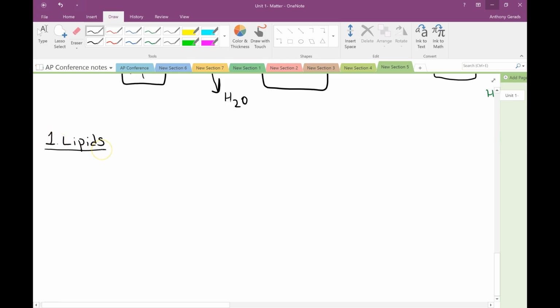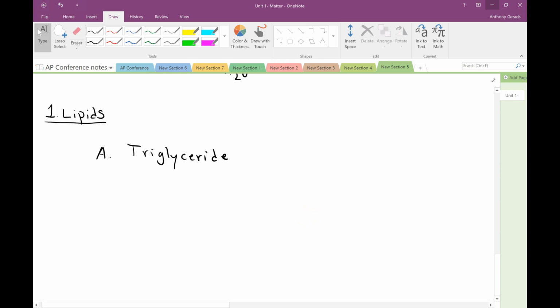There's three big types of lipids I can have. Lipid number one is called a triglyceride. This is our most common type, and lipids are used for energy, and some have to do with structure, energy and structure, and communication. So the most common type of lipid that I have is called a triglyceride. That's the one that we have in our diets.